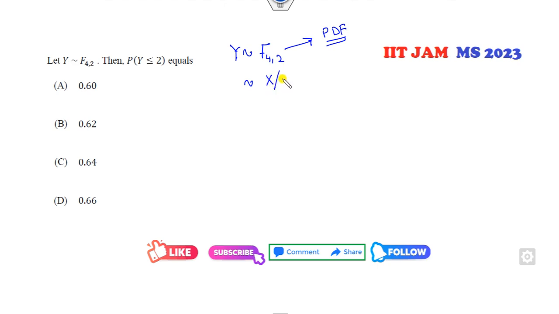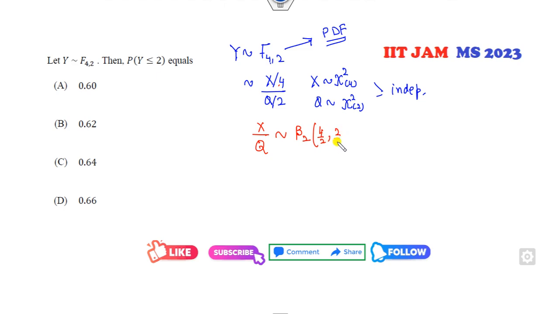I can write it like here, x divided by 4 and q divided by 2, where x follows the chi-square distribution with 4 degrees of freedom, and q follows the chi-square distribution with 2 degrees of freedom. Fine. And you can see both are independent. So then the distribution of x over q follows the beta 2 distribution of 4 by 2, 2 by 2, that means beta 2 distribution of 2 comma 1. So this is my y.